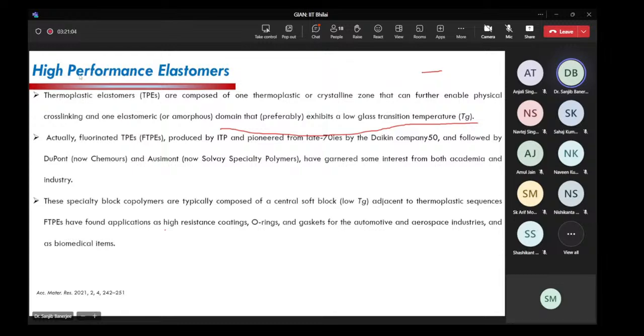These materials are used in high resistance coatings and O-rings, which I discussed. Gaskets are used basically, if you think of a pressure cooker, inside it there is a rubber band, right? This rubber band is called a gasket. In any vacuum line or wherever high pressure is required, people use these gaskets, and for automotive or aerospace industries they need a very high glass transition temperature and very high degradation temperature.